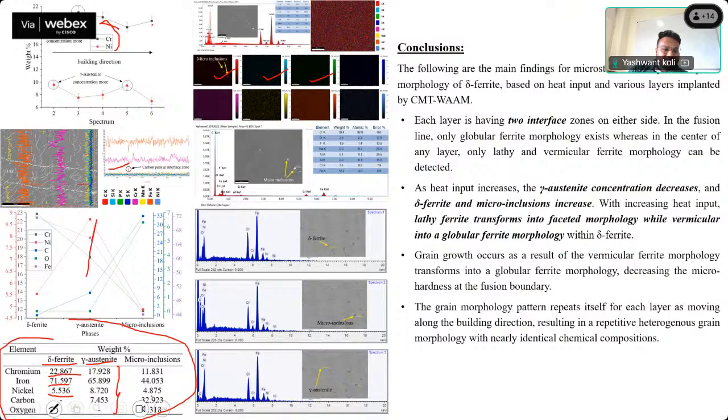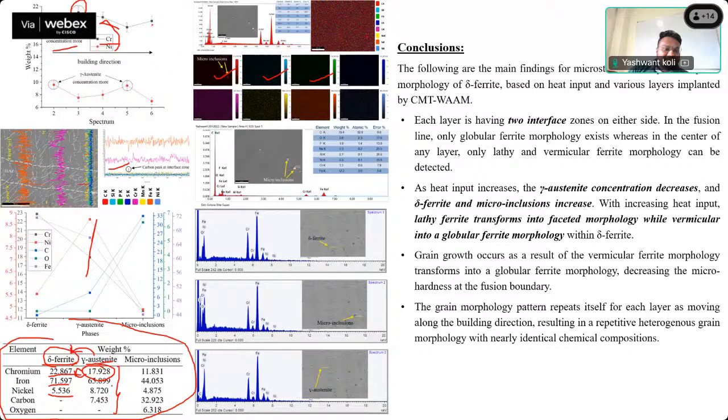As we are transforming from gamma austenite to delta ferrite, the chromium percentage is increasing. Chromium is the dominant factor in the improvement of ferrite content. This graph also shows the same thing. Chromium is the black region. So where the chromium concentration is higher, that means ferrite is there.